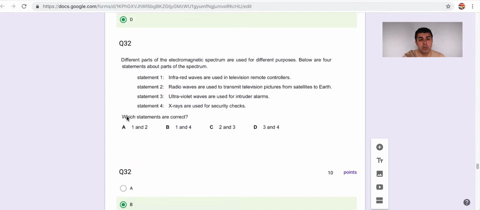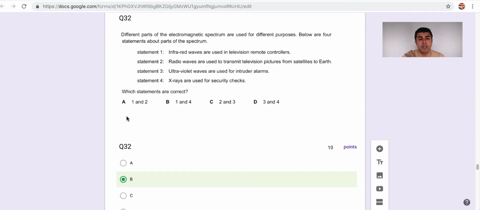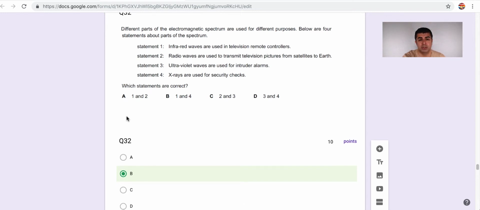Question 32. Different parts of the electromagnetic spectrum are used for different purposes. Below are 4 statements about parts of the spectrum. Well, I hope you can see that statement 1 and statement 4 are correct because radio waves are used to transmit television pictures from satellites to Earth. No, that's another misconception. It's not radio waves that do that in statement number 2, it's microwaves.